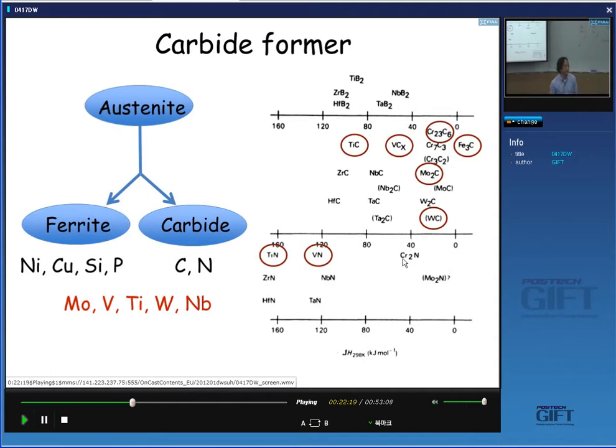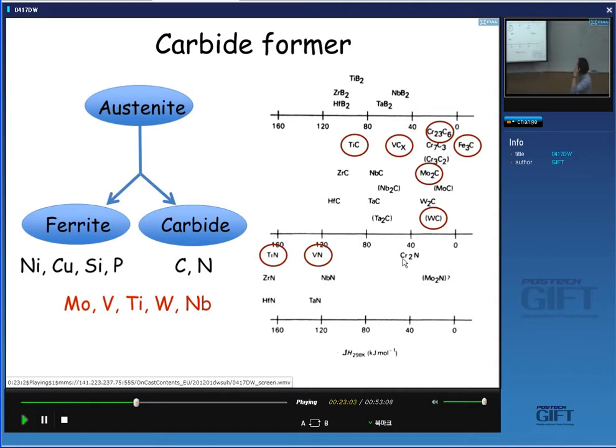So when austenite decomposes into ferrite and carbide, alloying elements such as nickel, copper, silicon, and phosphorus usually do not form carbide or nitride. But the alloying elements molybdenum, vanadium, titanium, tungsten, and niobium tend to form alloy compounds with carbon. Of course, they can exist in the ferrite matrix as a solid solution in part, but some part of the alloying element can form carbide during the austenite decomposition.